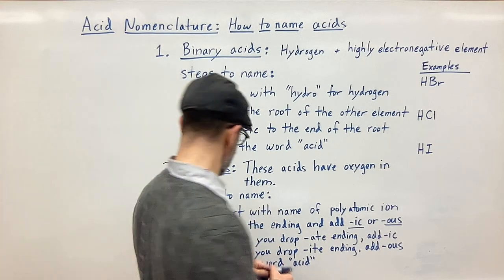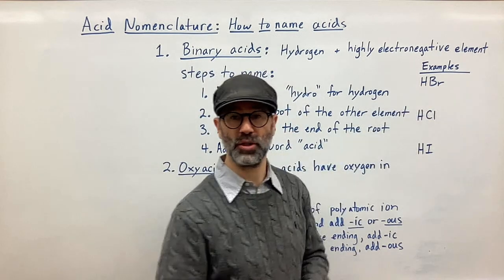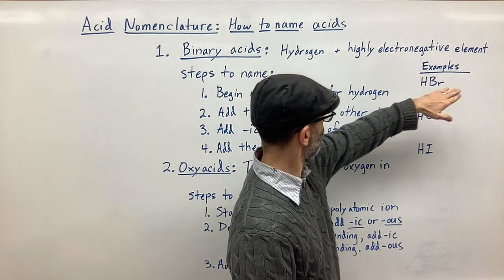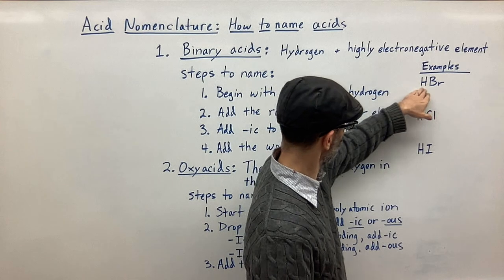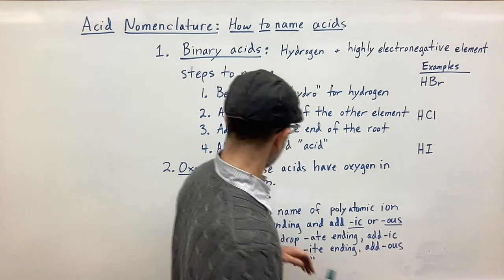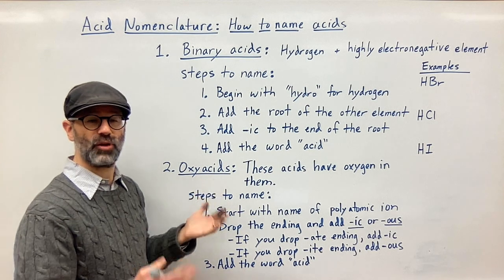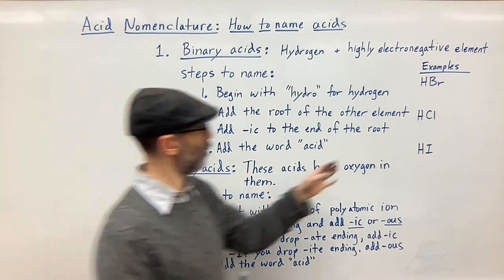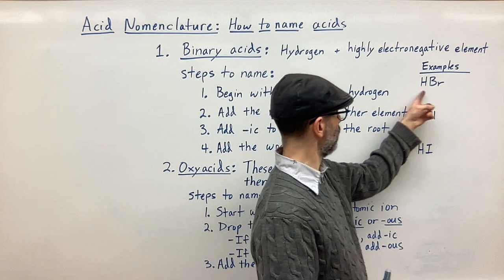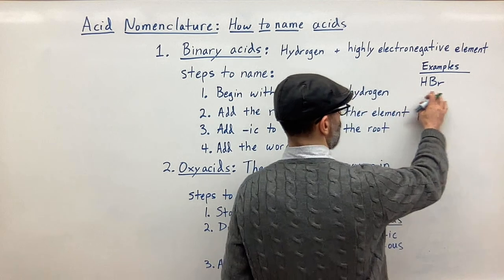Follow those steps when you're naming binary acids. For example, here I have three examples. I was going over this one just a moment ago. HBr is a binary acid. It's got hydrogen and bromine, a highly electronegative element. To go back to the second group, oxyacids are the acids that have oxygen in them. None of these have oxygen in them, so they've got to be binary acids. Plus, they've got two elements, so that fits the name binary. So for this one, we have HBr.